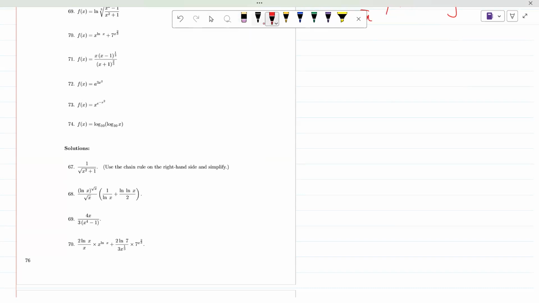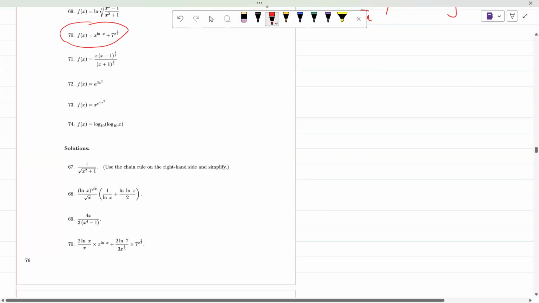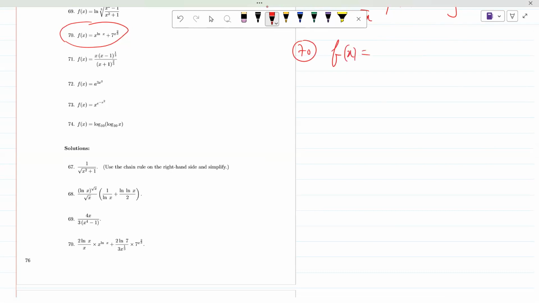Let's look at maybe number 70, where we still have the power. So this is exactly x to the power ln x plus 7x to the power 2 over 3.